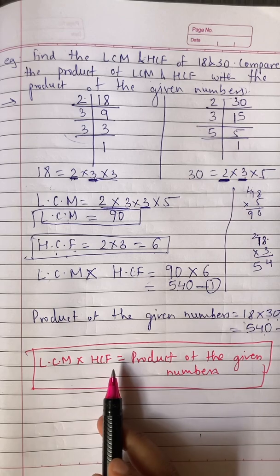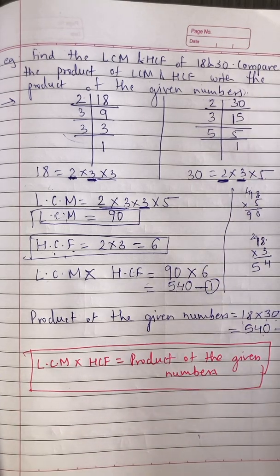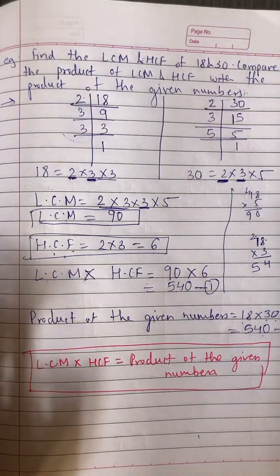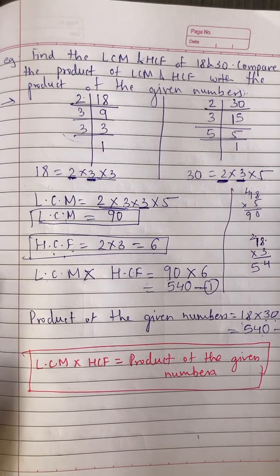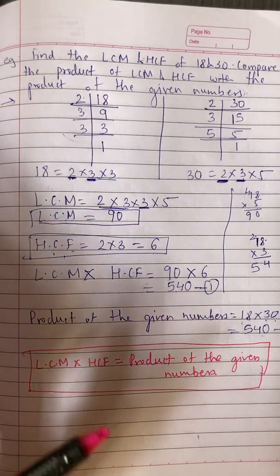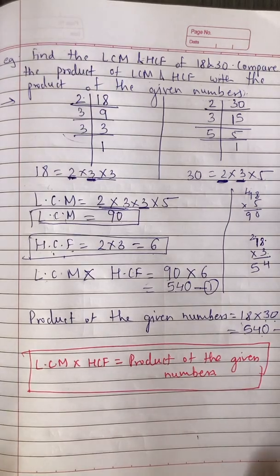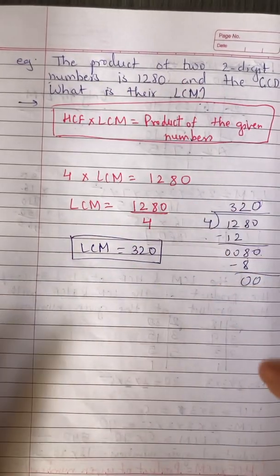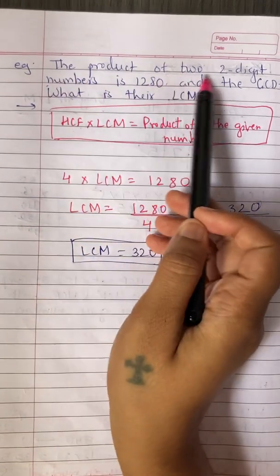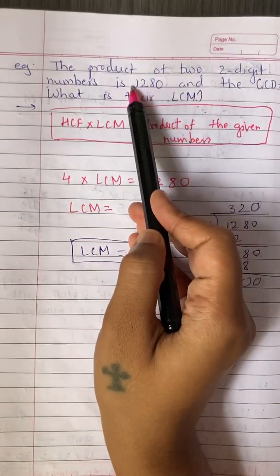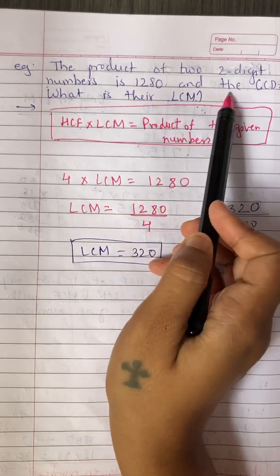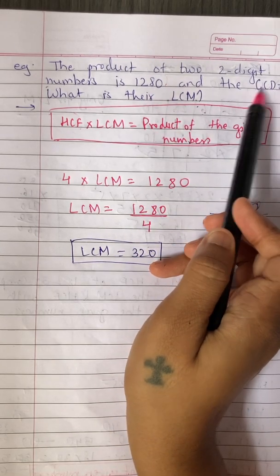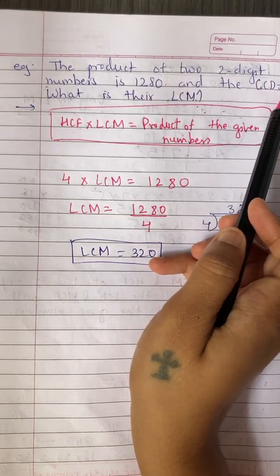So LCM into HCF is equal to product of the given numbers, and based on this there is one sum which has been solved. I have already solved that sum. I'll just take it for y'all. So this example is given in the textbook, and the sum is: the product of two numbers is 1280, and the GCD, which is also called HCF, is equal to 4.